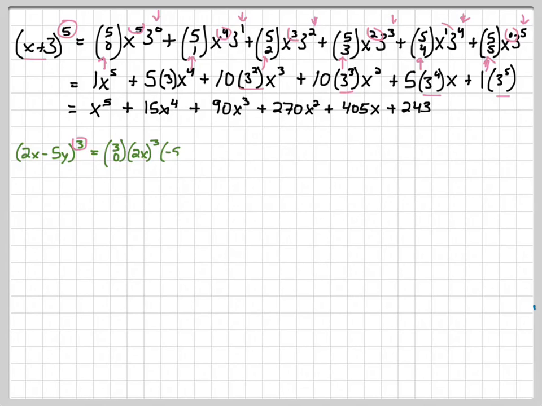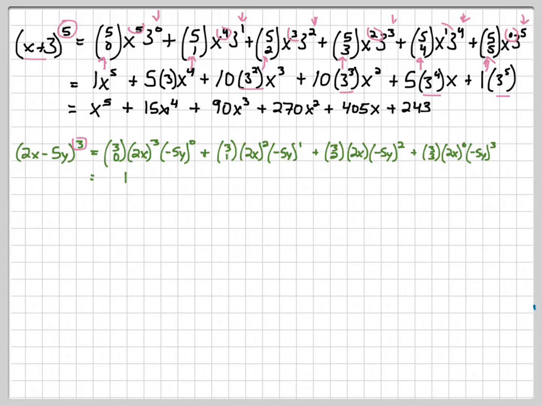And our negative 5y is going to go to the 0 power, plus 3 choose 1, 2x squared, and negative 5y to the first, plus 3 choose 2, 2x to the first power, and negative 5y squared, plus 3 choose 3 times 2x to the 0 power and negative 5y to the third power. Expanding out, we know 3 choose 0 is going to be 1, 2x cubed, so that's everything inside the parentheses.